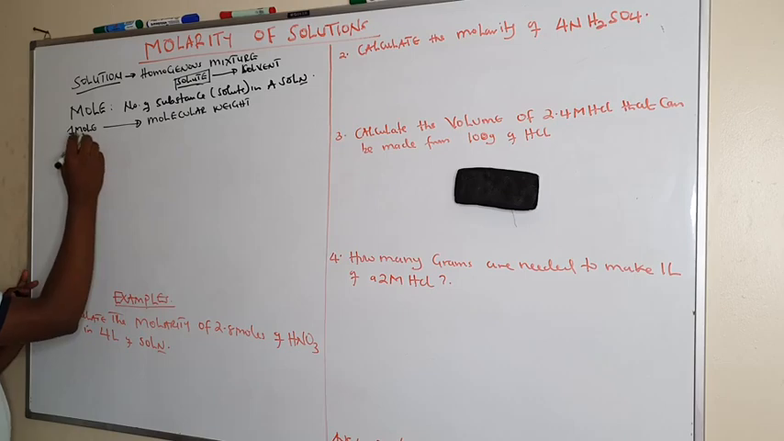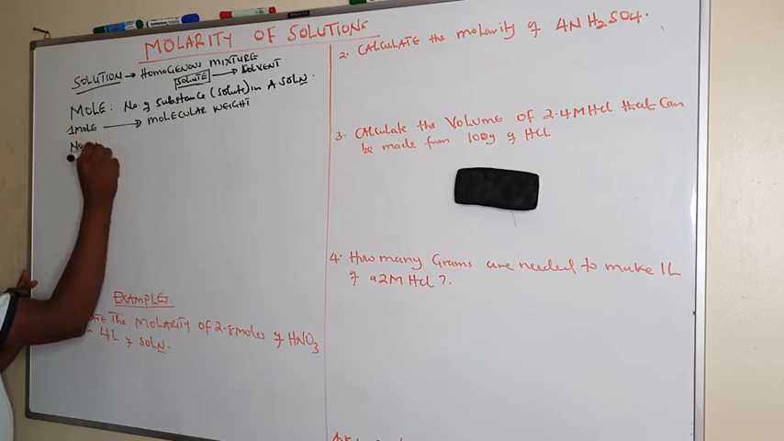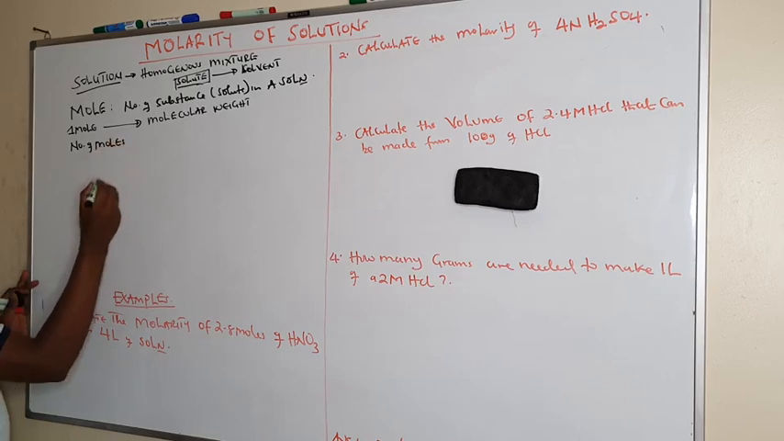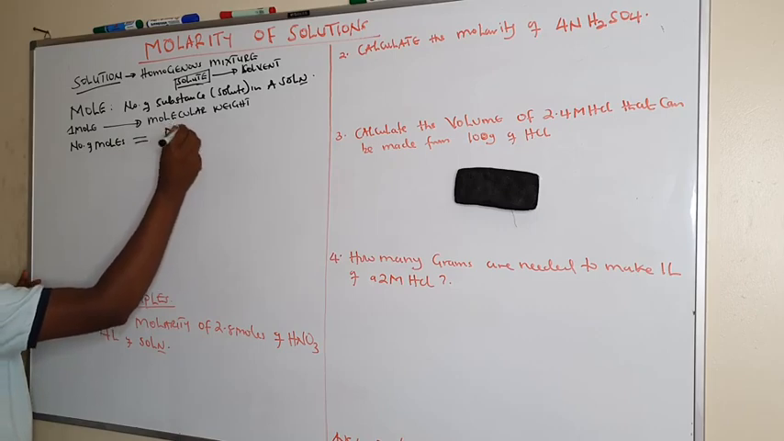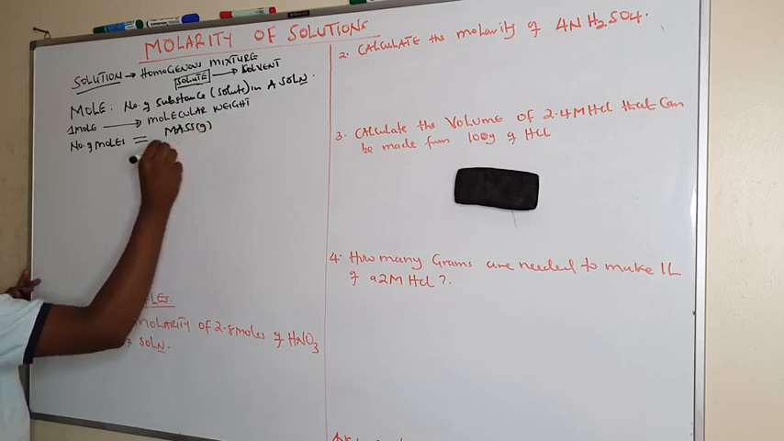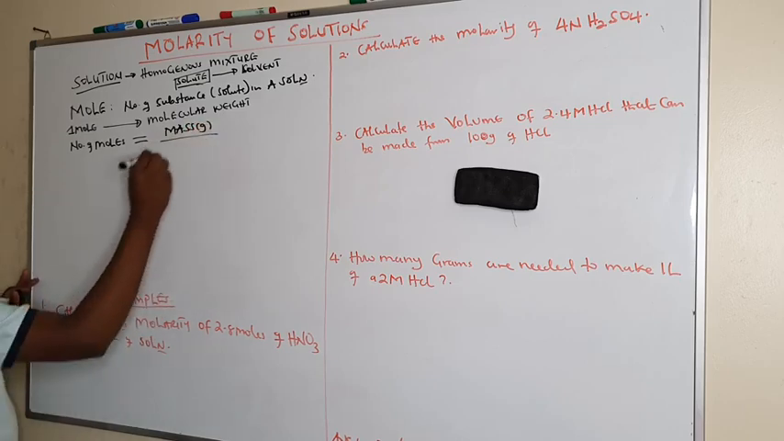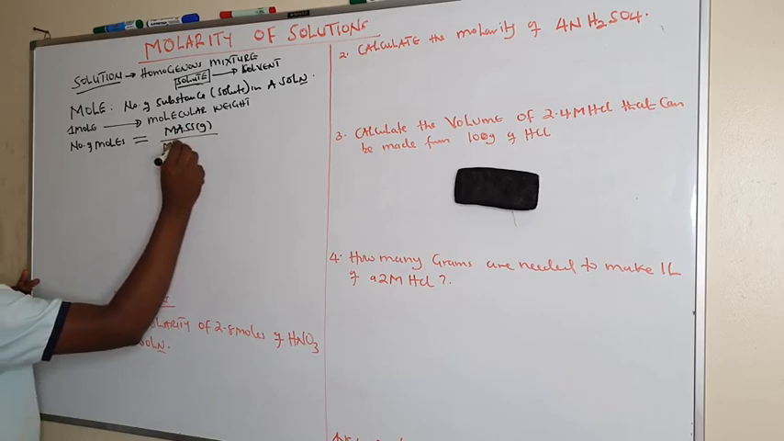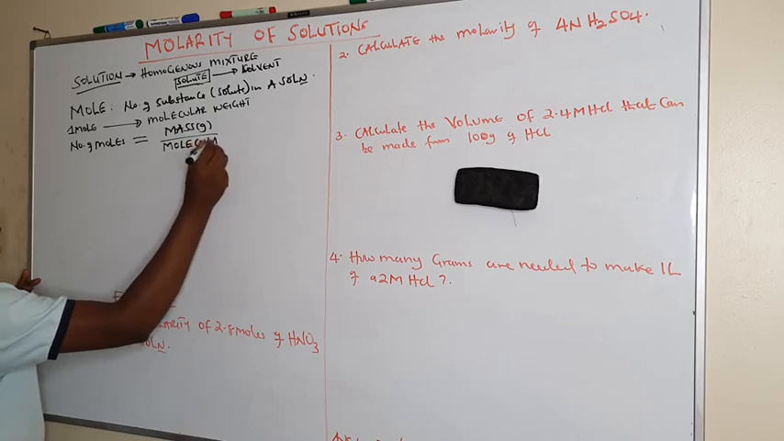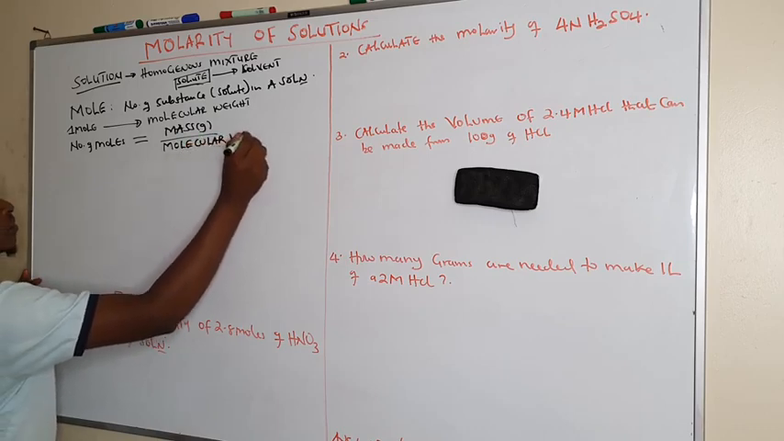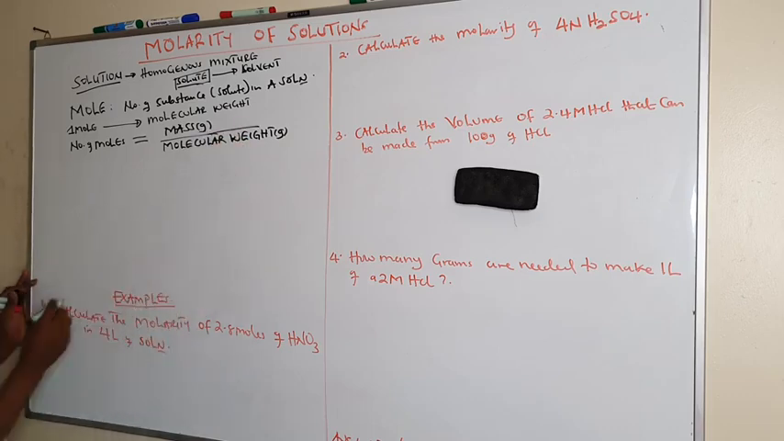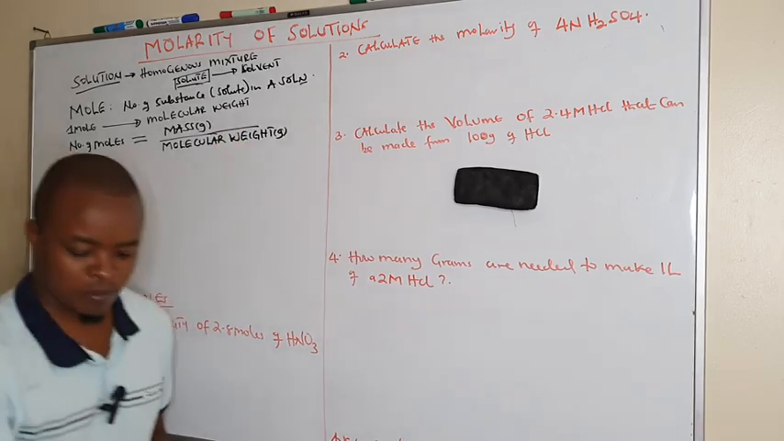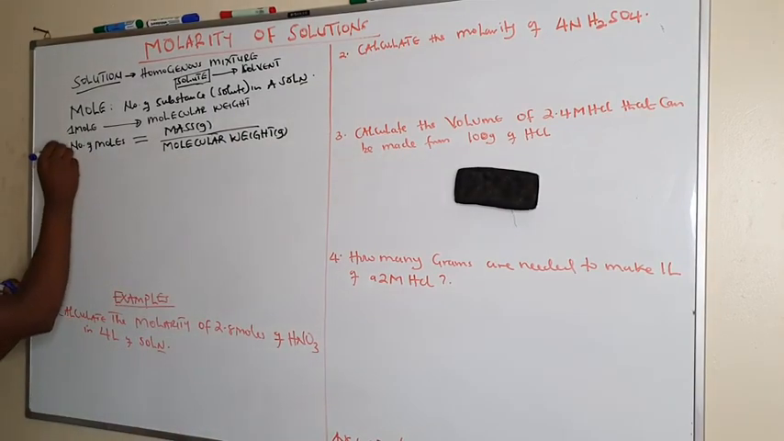Then to calculate the number of moles in a solution, it is equivalent to mass, and this mass should be in grams, divided by molecular weight, also in grams. So this is the formula we can use to calculate the number of moles in a solution.